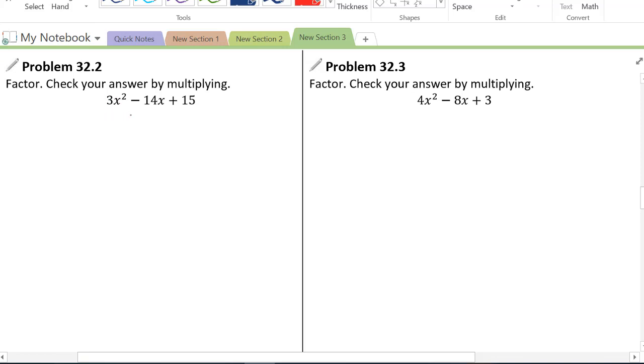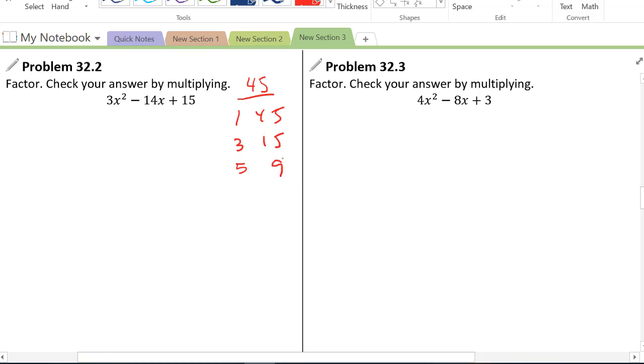How many terms do you see? We see 3 terms, right? So if there's 3 terms, what do we do? AC method, right? The AC method would be 3 times 15. And what's 3 times 15? 3 times 15 is going to give us 45. Okay, and what do we do? List factors of 45. What are they? 1 and 45, 3 and 15, and what else?